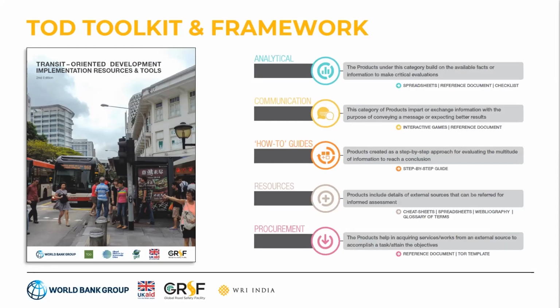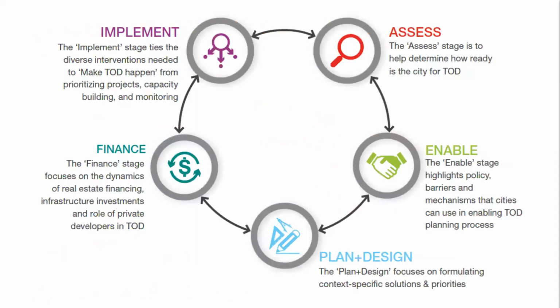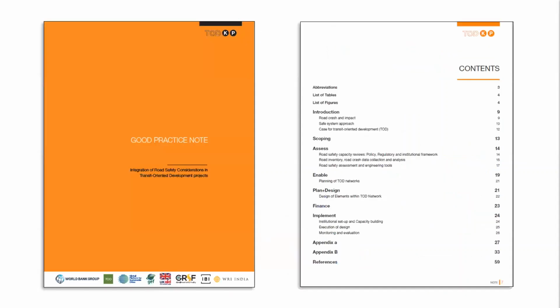WRI has helped in integrating these road safety needs into these existing resources through updates and additions. This toolkit is based on the TOD framework consisting of 5 steps: assess, enable, plan and design, finance, and implement. It must be noted that these 5 are not a linear process, but rather a simultaneous, parallel, interlinked process. In our session today, we will speak about assess and enable.